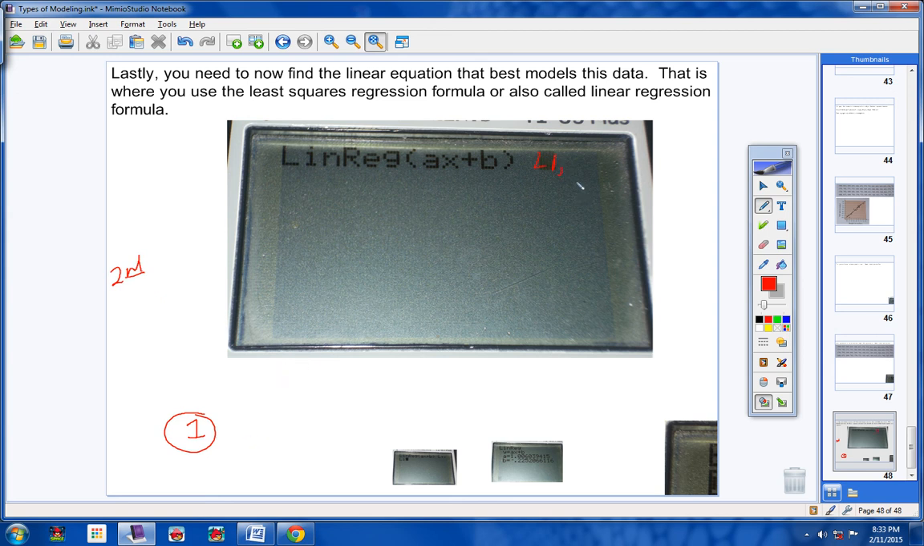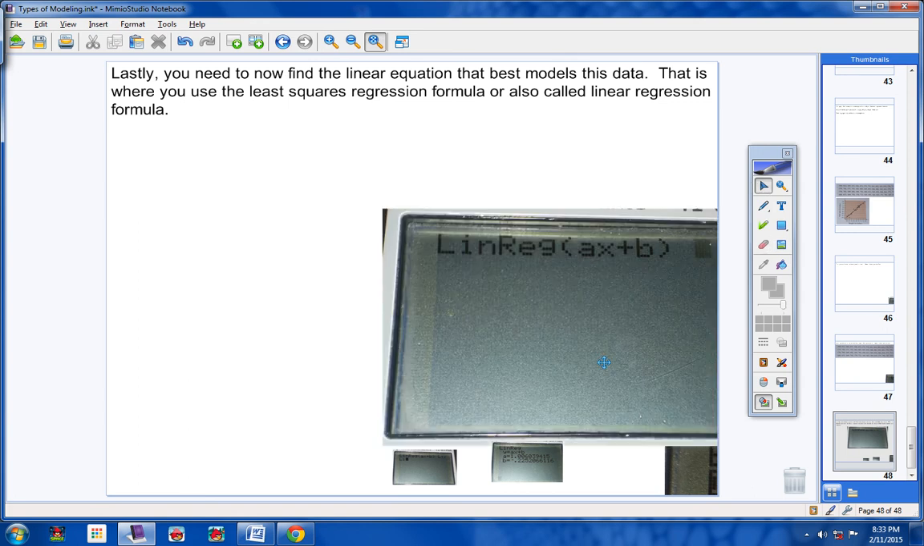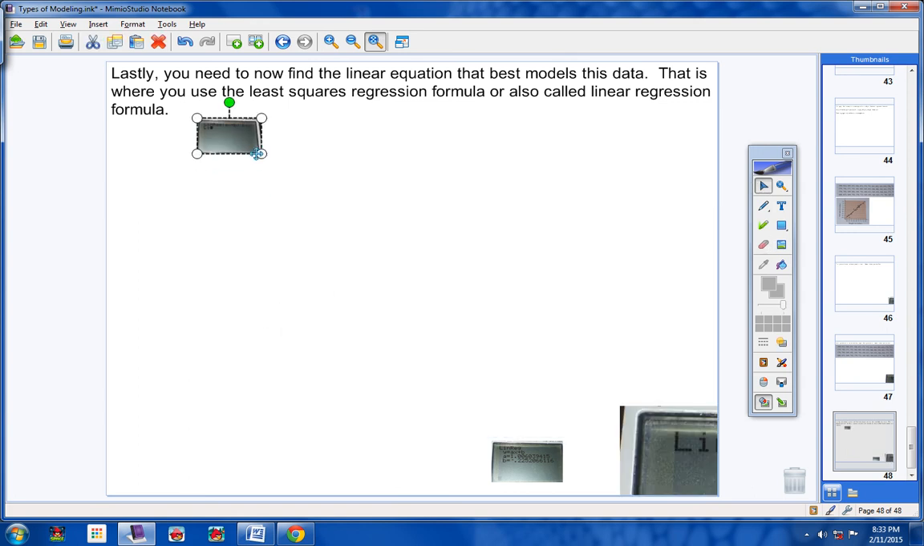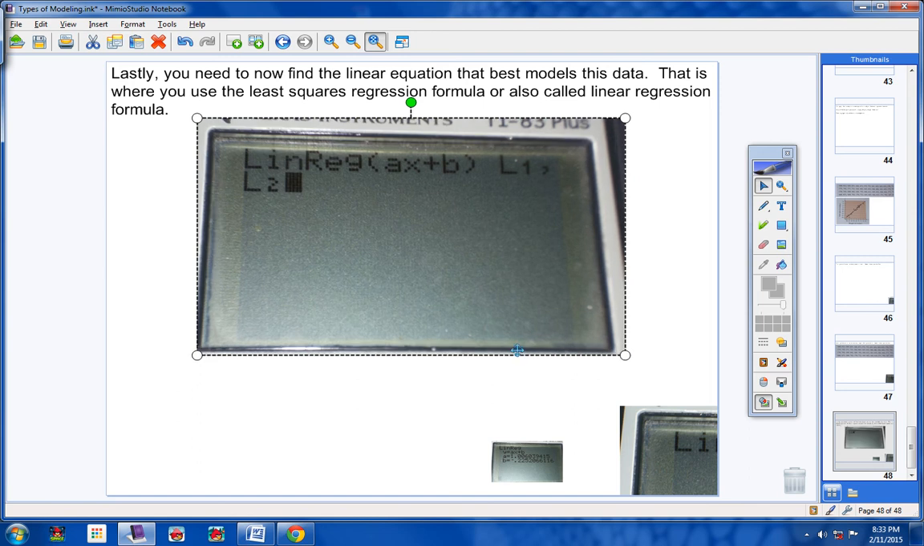Now it's important you go in that order, guys. If you turn it around, then it's going to think list number 2 was your X's and list number 1 is your Y's, okay? And I know to use these two lists because is that not where I entered my data? Did I not enter my data in list 1 and list 2? Sure I did. So I put L1 here, comma, then L2. So if you do that correctly, your screen should look like this. There it is. Cool. Linear regression, AX plus B, L1, L2.